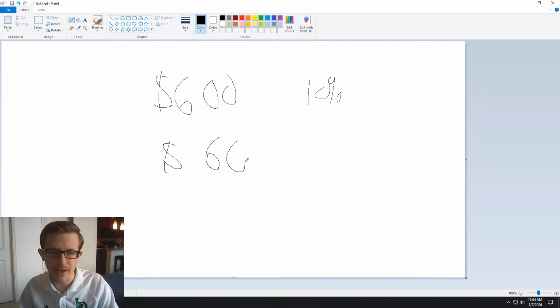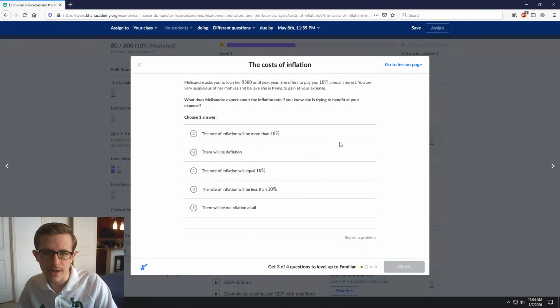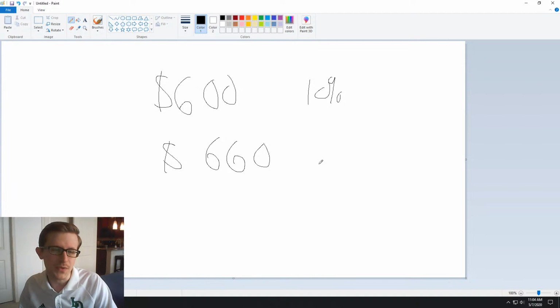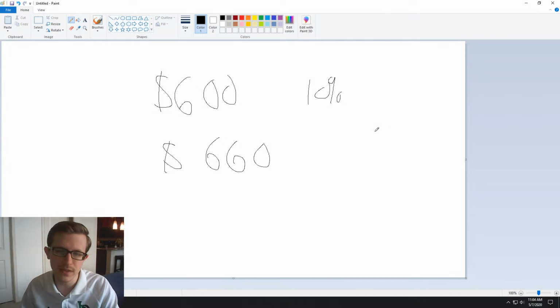That's right, she'd be paying back $660 at the 10% interest rate. Now, say though, if you do think she's trying to pull a fast one on you, and she was going to be paying back $660 no matter what, how is it that you'd be hurt by that?